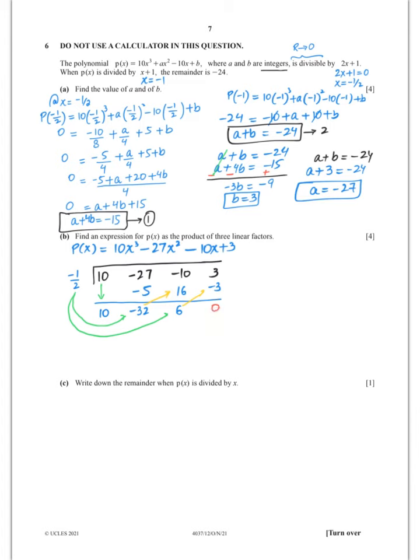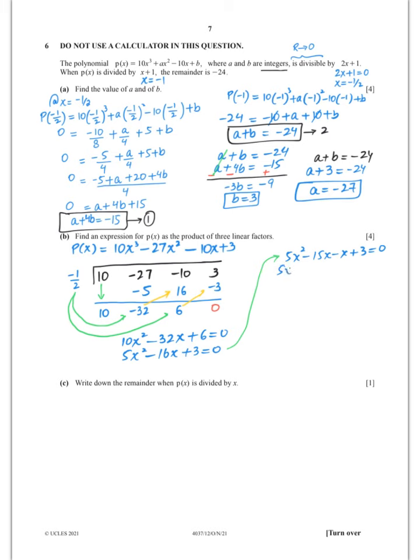And now my equation will be 10x square minus 32x plus 6 equals to 0. We need to solve it, but before that I can take 2 common here, so that my equation will be more simplified: 5x square minus 16x plus 3 is equal to 0. Now this equation can be simplified further by using the middle term. It will be 5x square minus 15x minus x plus 3 is equal to 0.